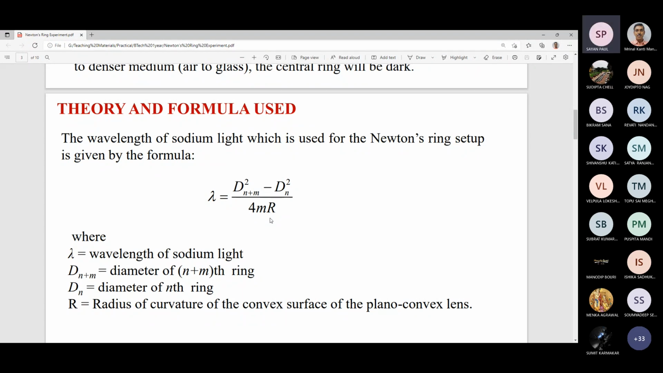Yes, sir. Will you explain this experiment later in the theory class? The theory part is also there, that we will discuss maybe after 1 or 2 classes. When we reach Newton's rings, then we will explain this formula.